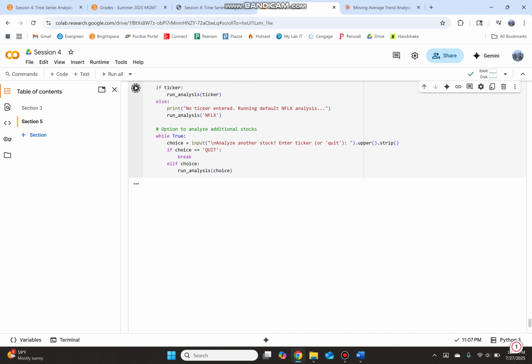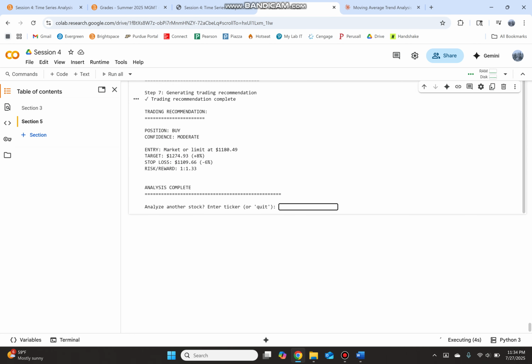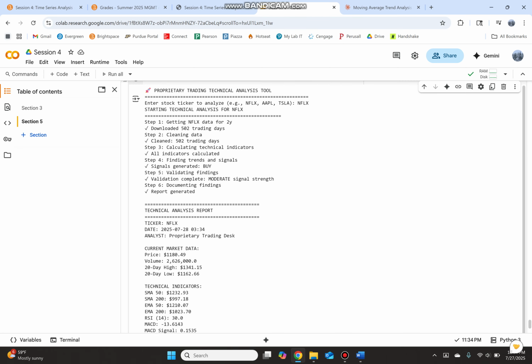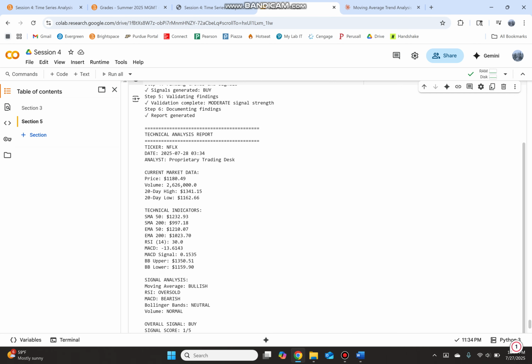So let's run the code to make sure it works here. We'll do Netflix like we said, and then quit just to stop the function to make sure it ends. So like we said, here at the top in all that red, it'll run through the data and print that out. So step one, getting the data, cleaning it, getting our technical indicators, finding our signals, validating them, and documenting findings. And step seven is way there at the bottom. So here's our full report.